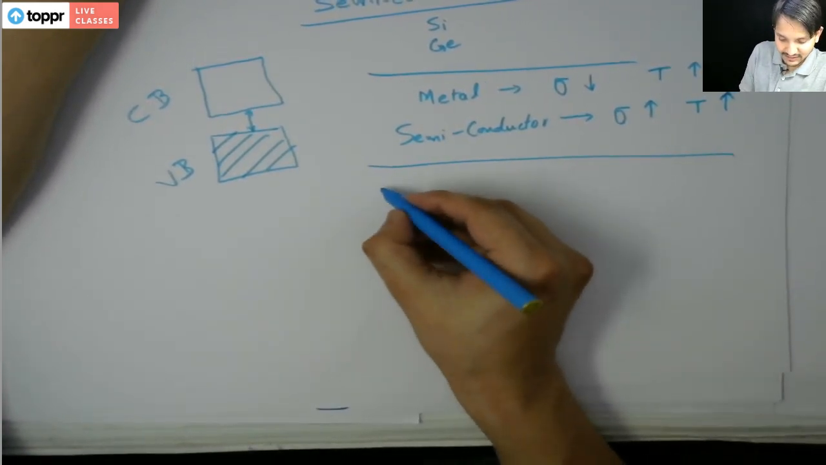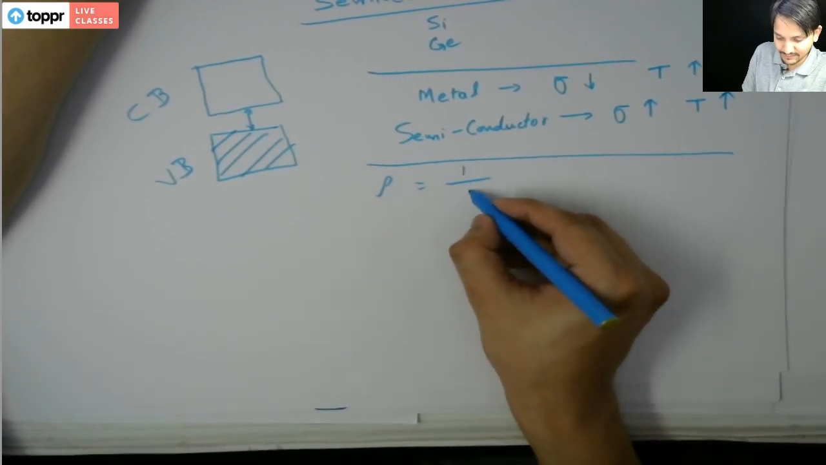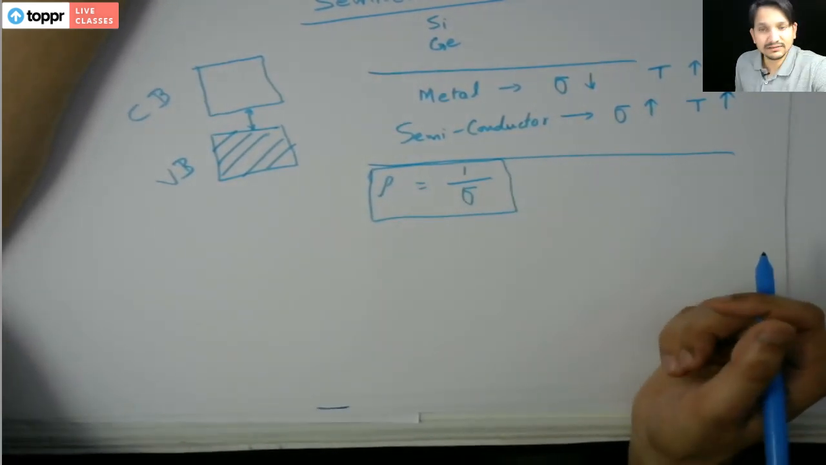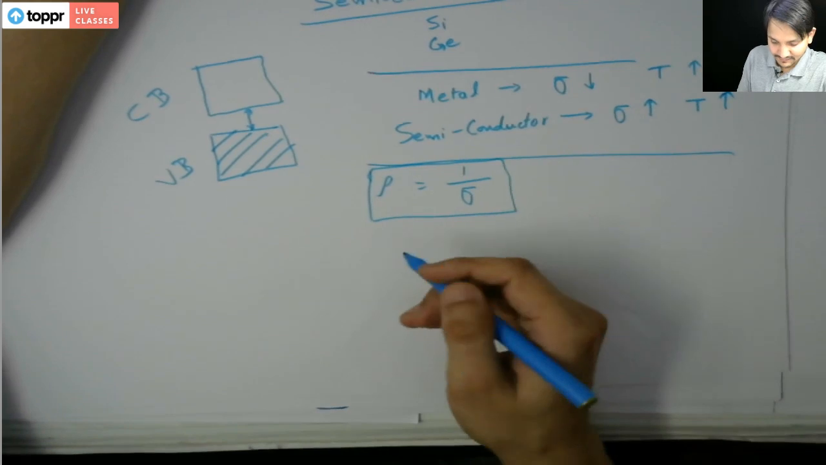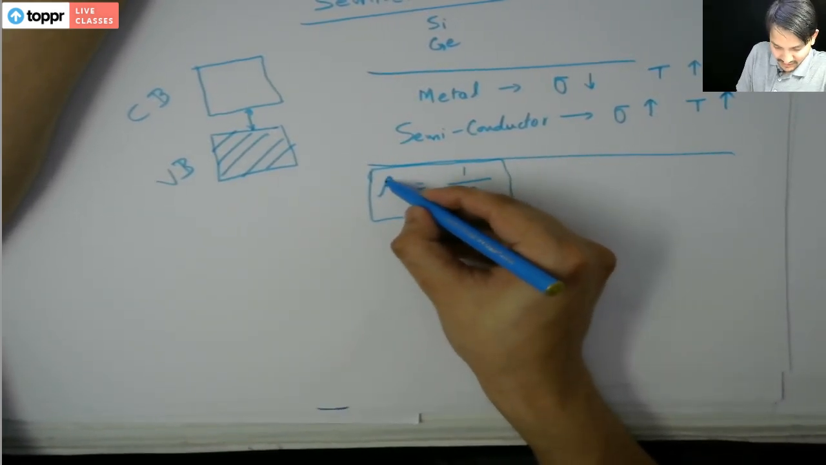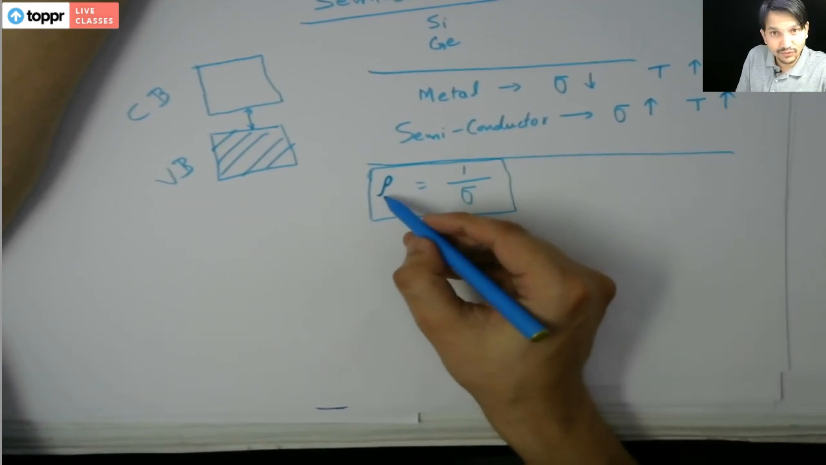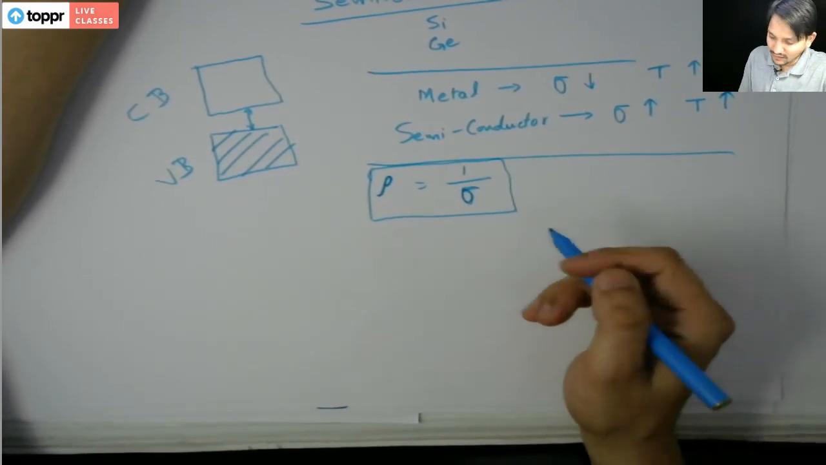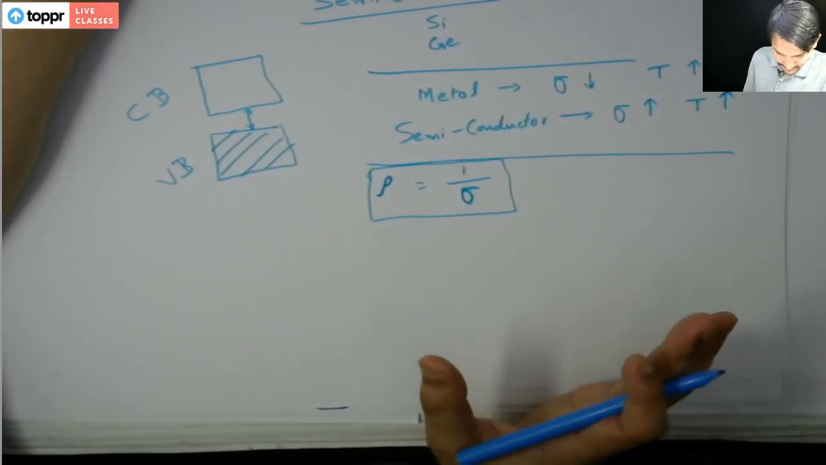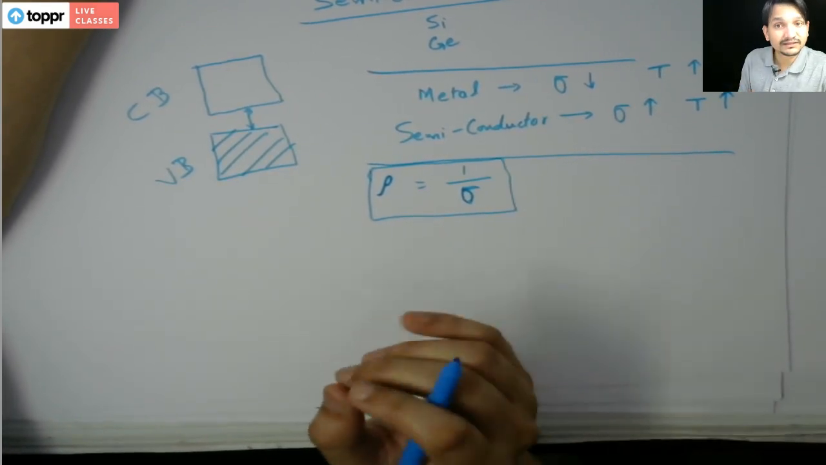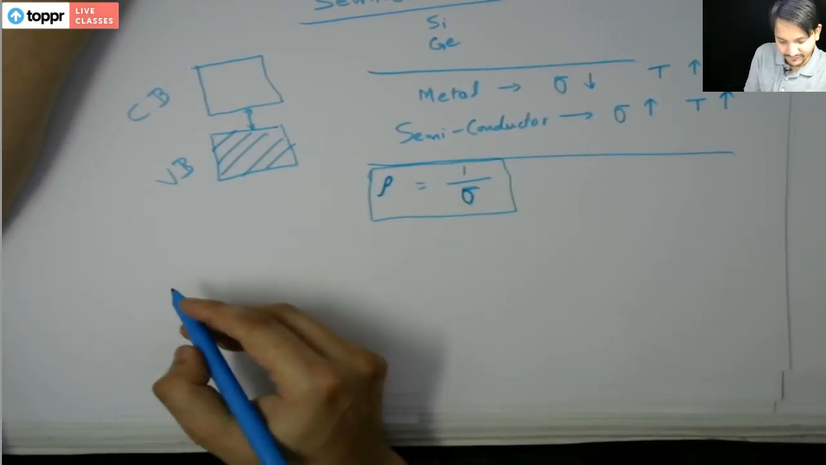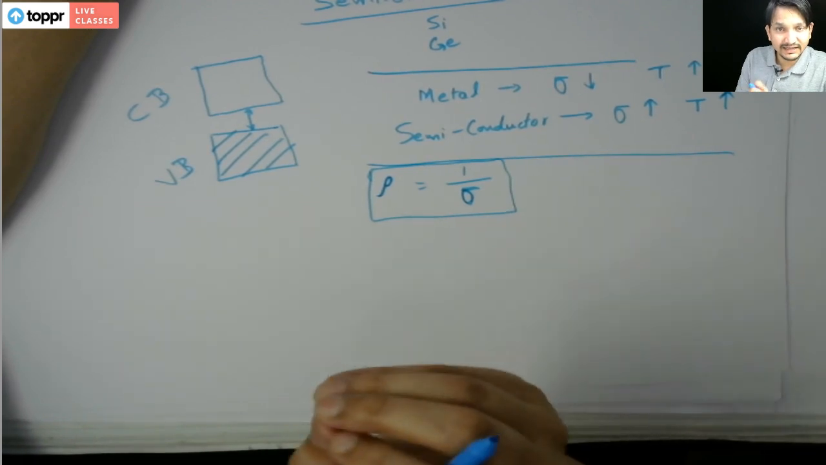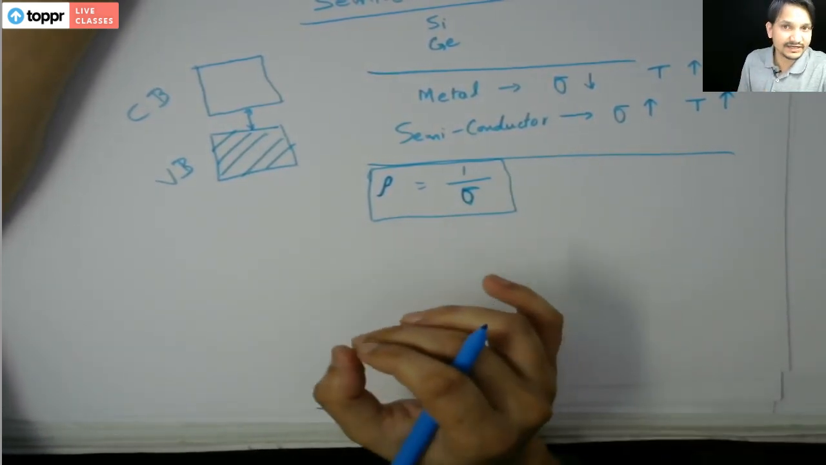Obviously, you know that resistivity is nothing but the reciprocal of conductivity, be it metal, non-metal, semi-metal, semiconductor, or any kind of thing. We give the symbol rho for resistivity and small sigma for conductivity. So to make a semiconductor a better conductor, we dope it. Doping means we deliberately, intentionally give impurities into that.